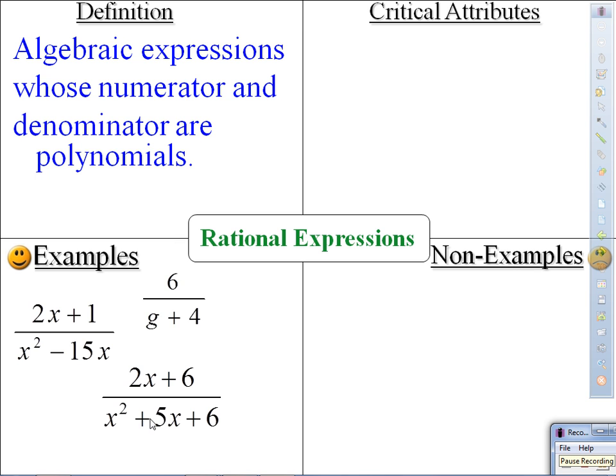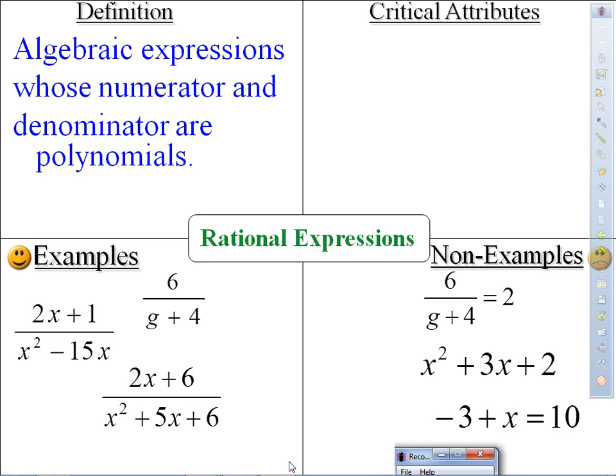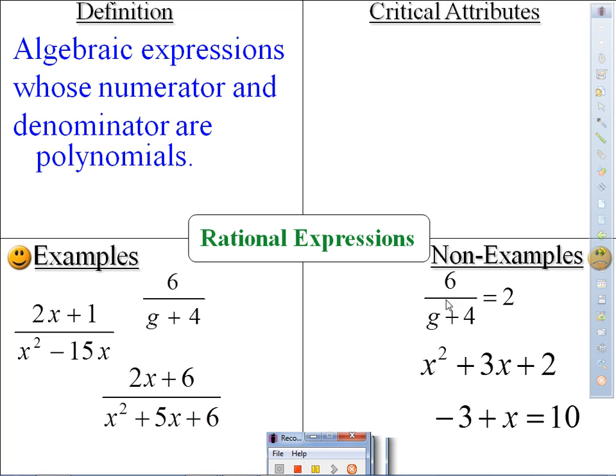Look at this one and look at this one. Now that you see exactly what rational expressions look like, let me show you what they're not. Look at those before you copy them. Tell your neighbor why this one and this one are not rational expressions.